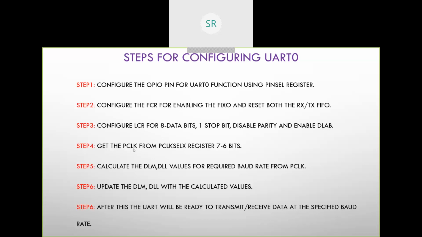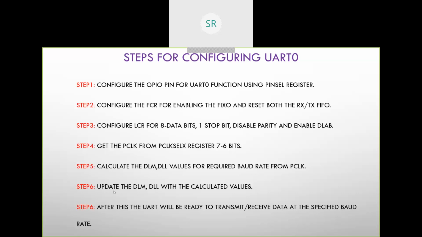Then get the PCLK, the peripheral clock, from the register called PCLKSELx, which is present in the 6th and 7th bits of the PCLKSELx register. If you know the PCLK, then you can calculate the DLM value, the higher byte, and the lower byte in order to have the baud rate. If you want a baud rate like 9600, the values that should be present in the higher byte and lower byte should be calculated.